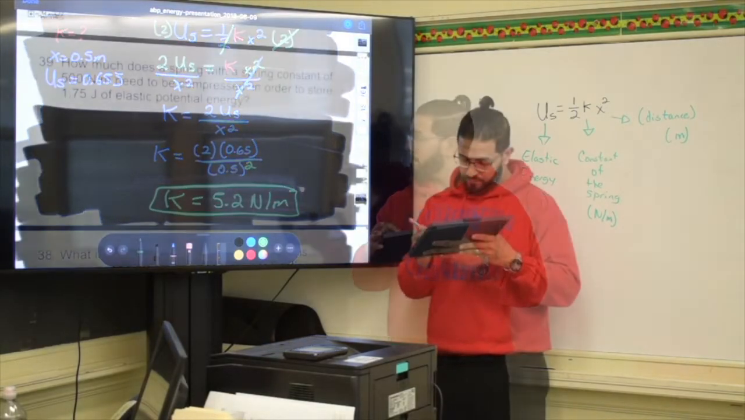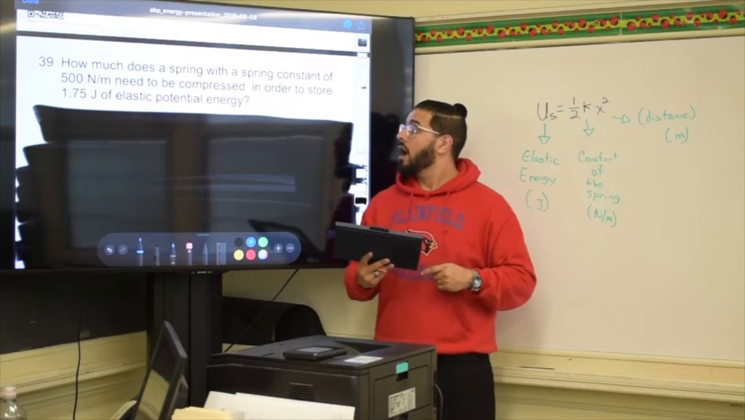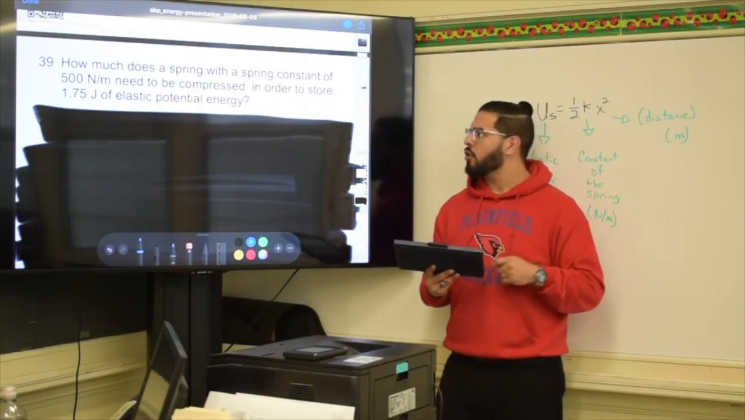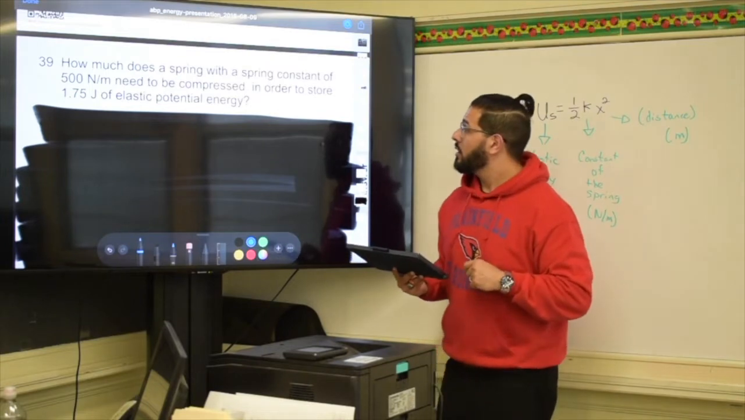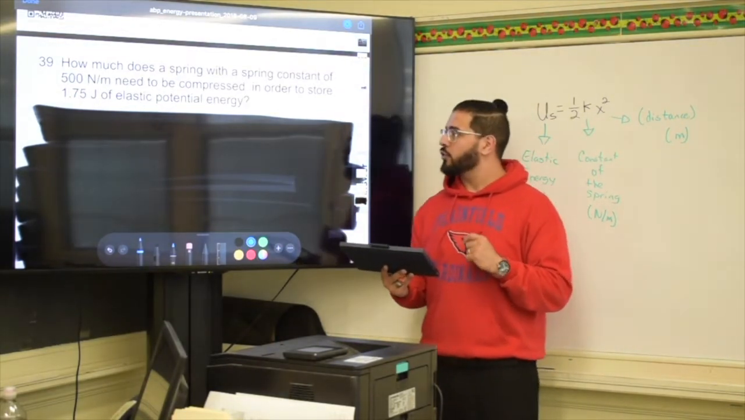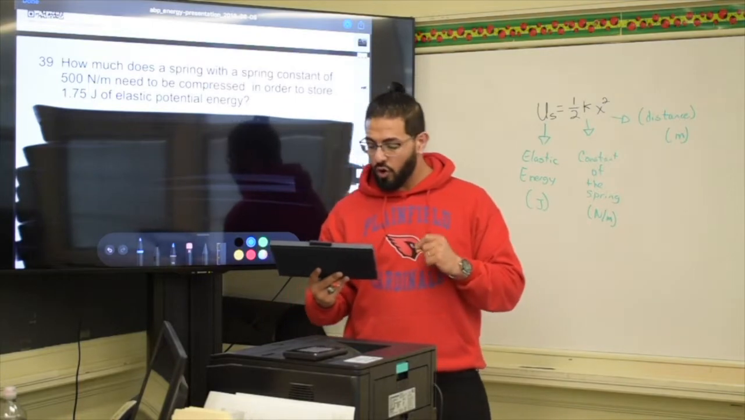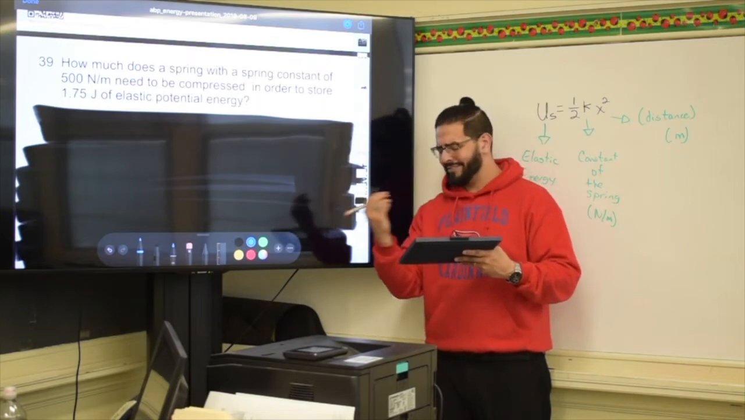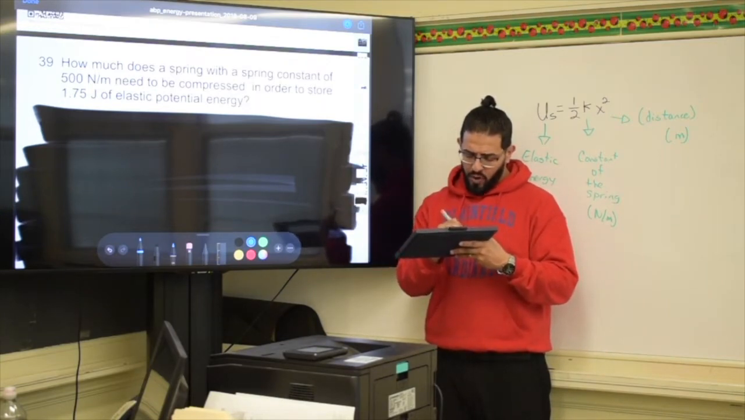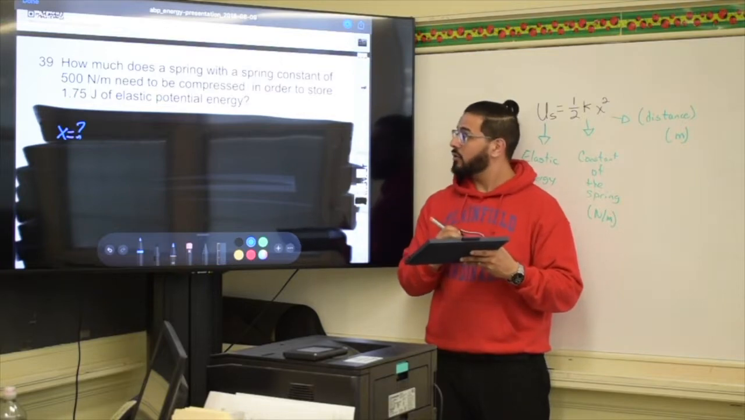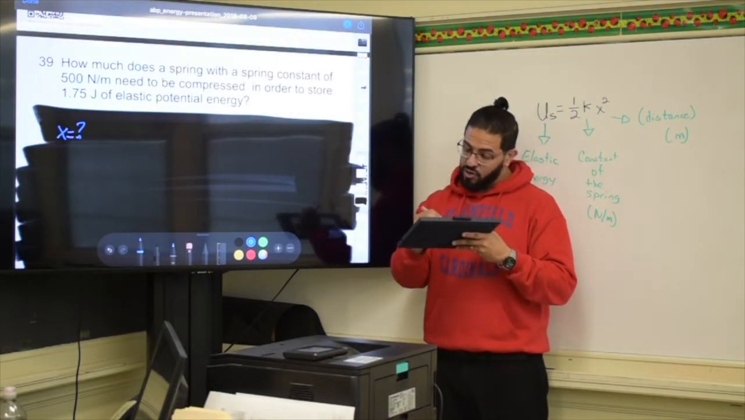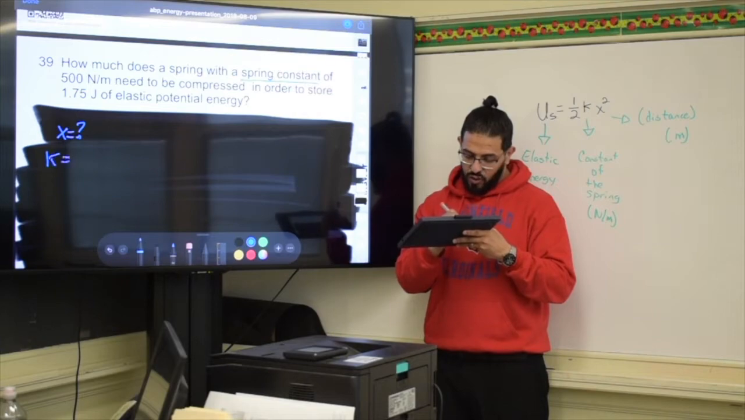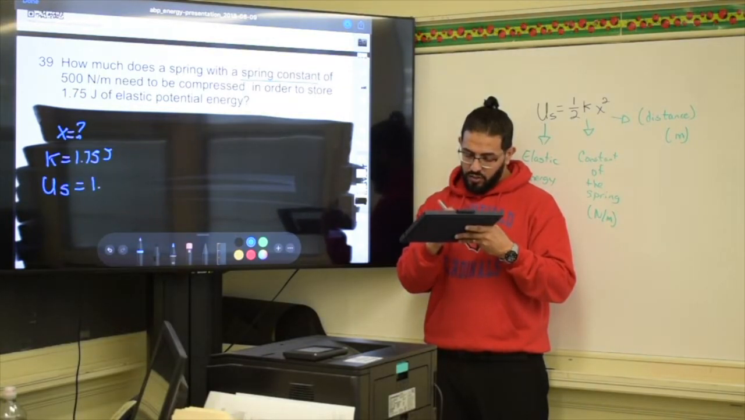Good. That's that problem. So, how much does a spring with a spring constant of 500 newtons per meter need to be compressed in order to store 1.75 joules of elastic potential energy? And this is what we're going to do right here. First, data values. We want to know what is X.